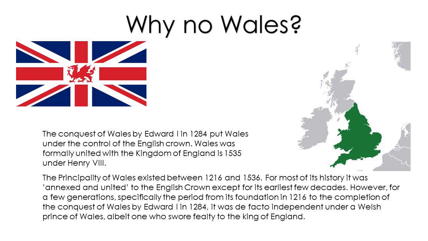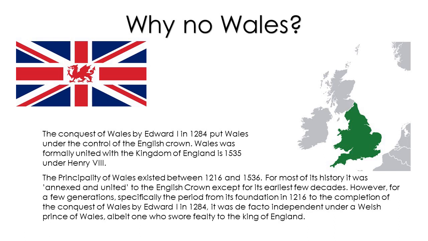Now this is quite difficult and quite controversial, because Wales is part of the United Kingdom and is part of the British Isles, but does not have any symbol represented on the British flag. So the conquest of Wales by Edward I in 1284 put Wales under the control of the English crown, and Wales was formally united with England in the Act of Union under Henry VIII in the 1530s.